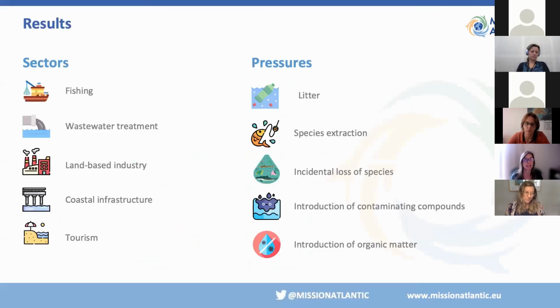And the main sectors that are impacting our ecological characteristics are, from the most impacting to the less impacting, the first five. That's fishing, wastewater treatment, or the lack of wastewater treatment actually, land-based industry, coastal infrastructure, and tourism. And the main pressures are litter, species extraction, incidental loss of species, introduction of contaminating compounds, introduction of organic matter.